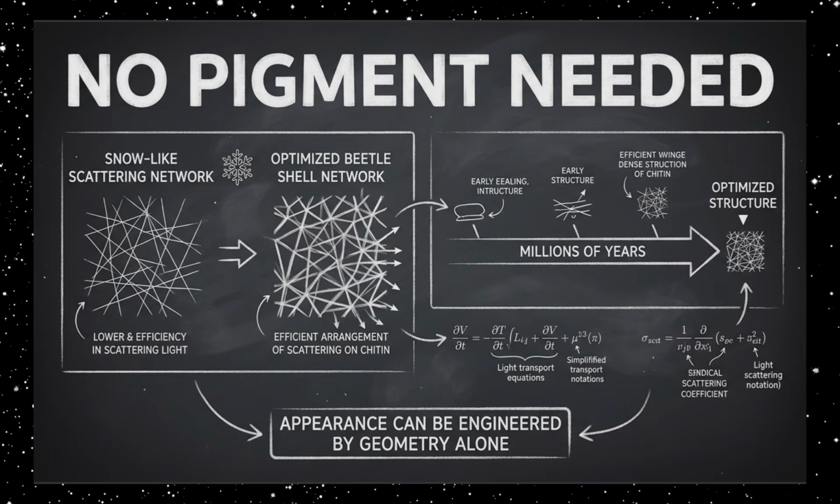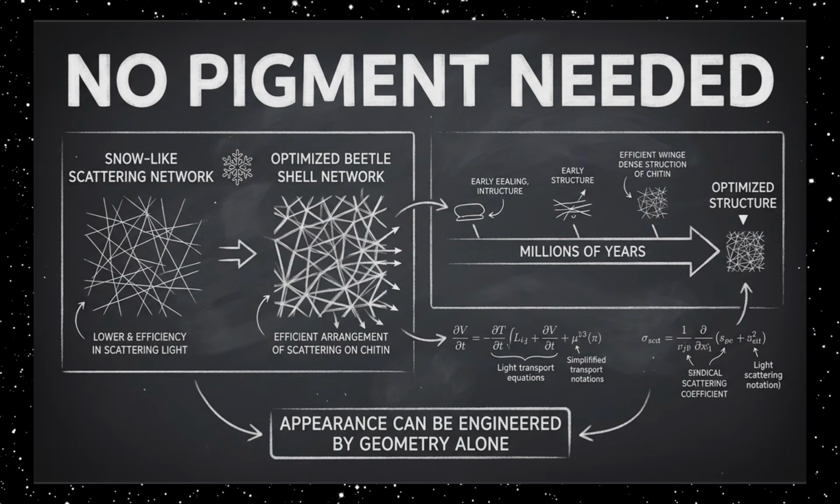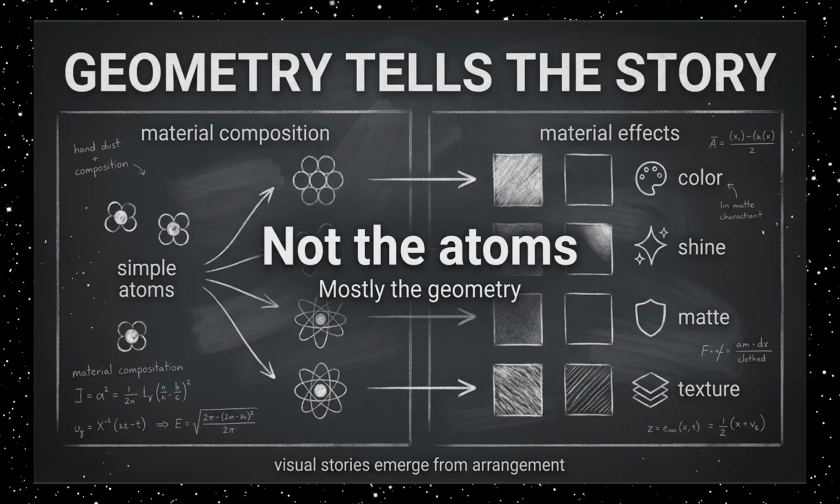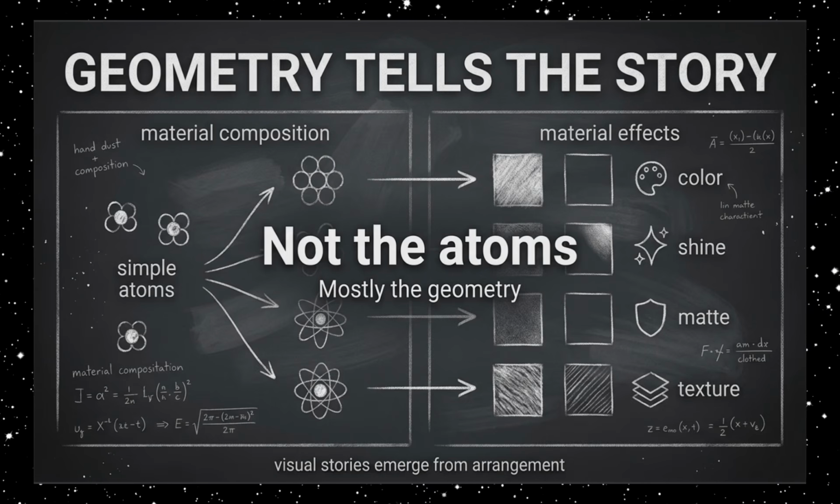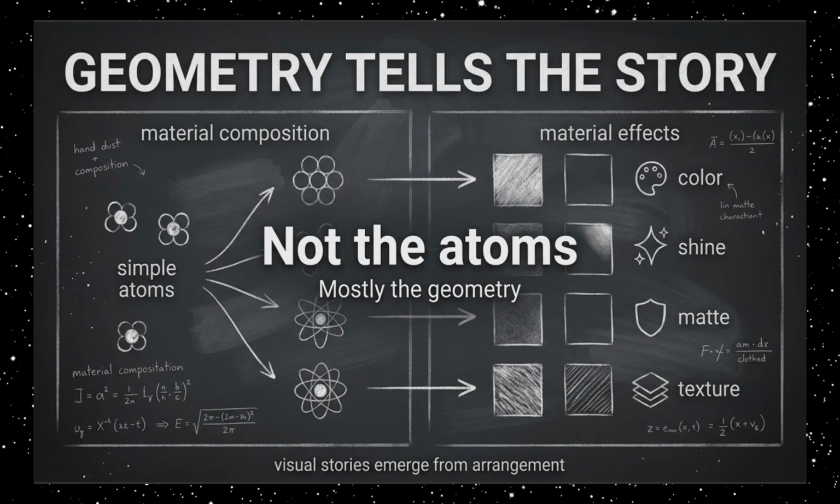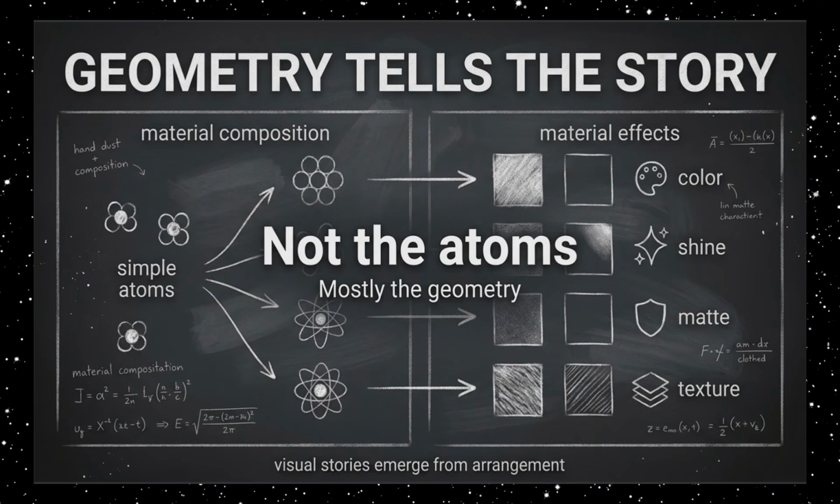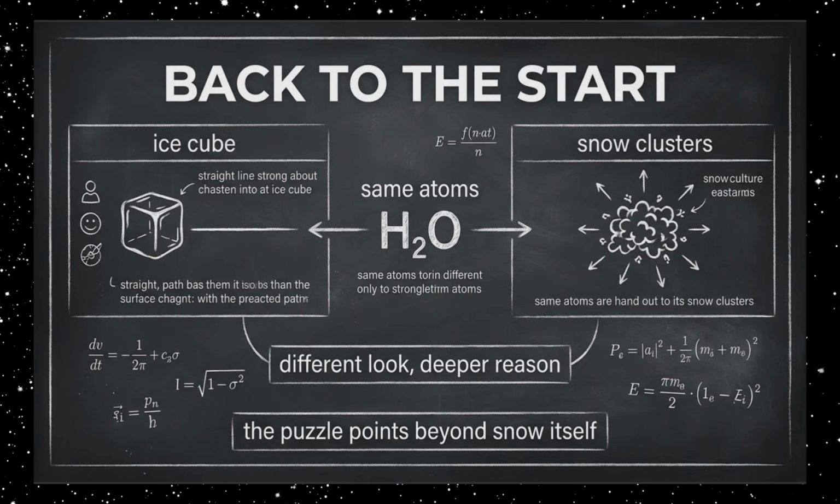Once you start to see this, you realize you have been living in an illusion all your life. You think the world is full of substances with their own colors. But really, the world is full of atoms that are mostly very simple, and the colors and textures and shines and matte finishes that you see are mostly stories told by the geometry, not by the atoms.